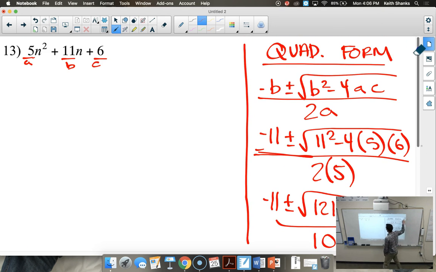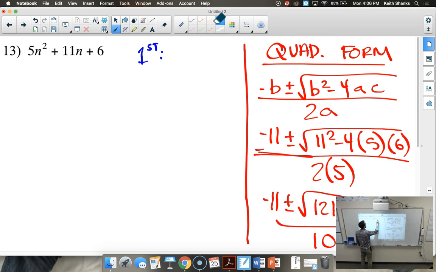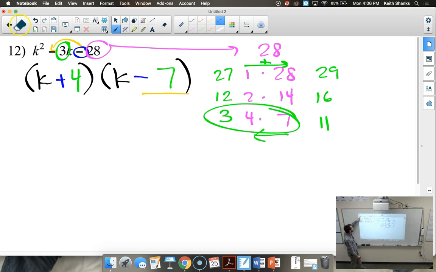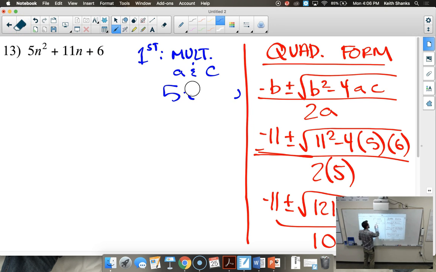Okay? Let's say I was factoring this. In order to factor this, what you have to do first is multiply A and C. In this case, I'm going to multiply 5 and 6. 5 times 6 equals 30. You have to come up with the factors of 30 first. Unlike the last one where we came up with the factors of 28, now we're going to come up with the factors of 30. In fact, let me do this in pink. 5 times 6 equals 30. We're going to come up with factors of that.